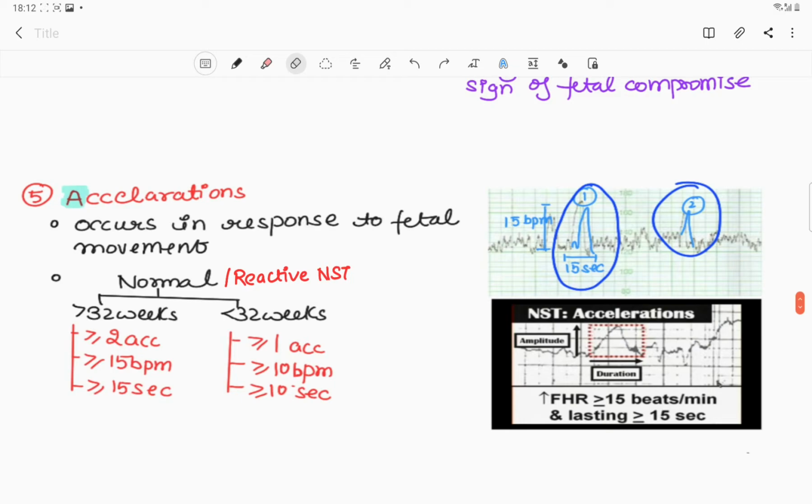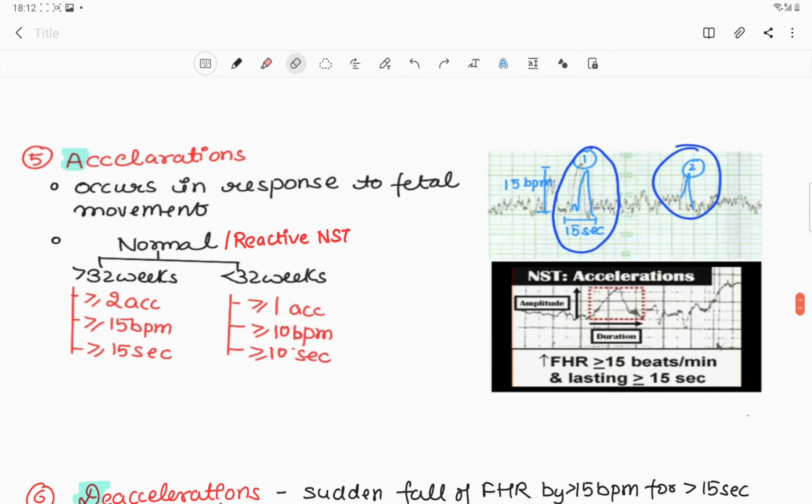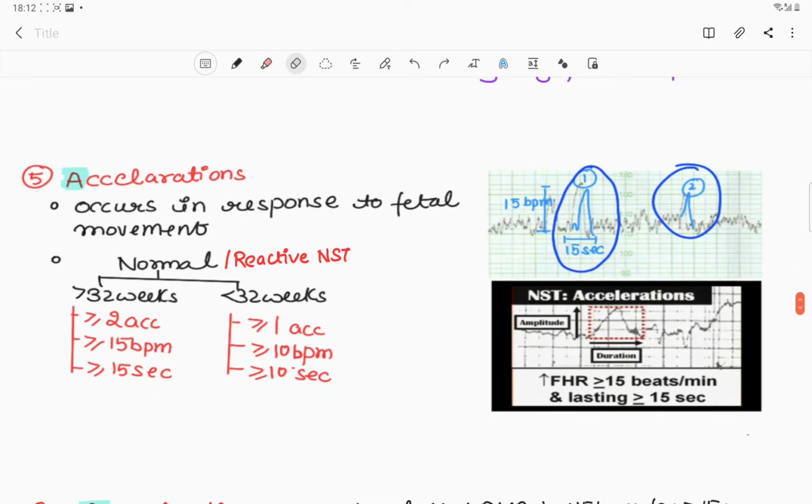Then BRAV. A is for accelerations. Accelerations occur in response to fetal movement. Normal acceleration or reactive NST is said when there are two accelerations of more than or equal to 15 beats per minute lasting more than or equal to 15 seconds. This is said to be reactive NST.